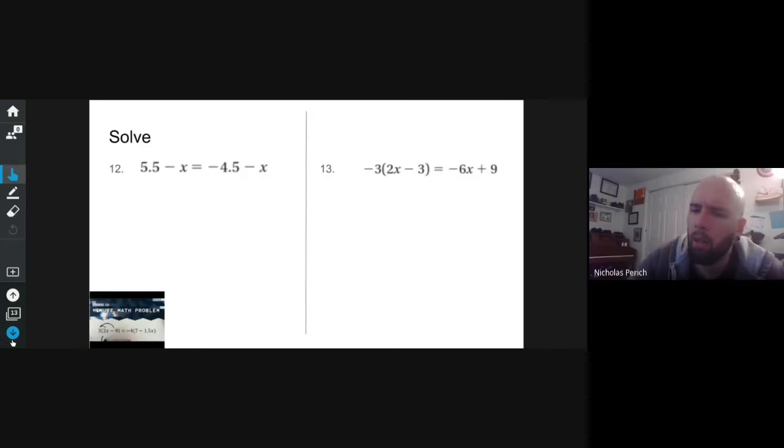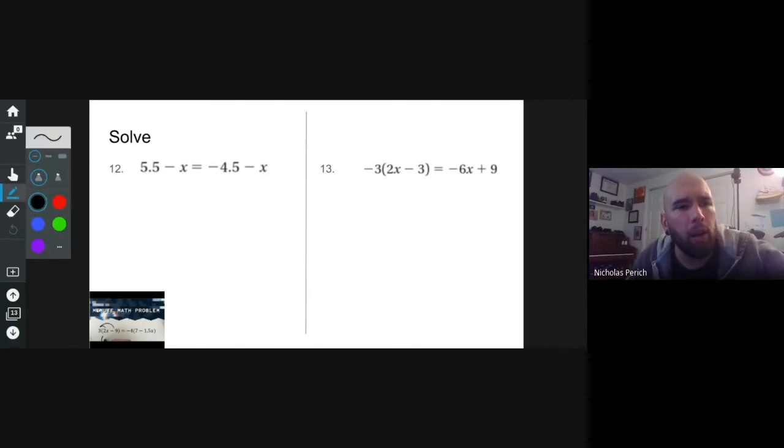Huh. Well, that's weird. So when my variables disappeared and I got the same thing, I had infinite solutions. But when my variables disappear and I have different numbers, I get no solutions. I don't know. Let's see what we have here.